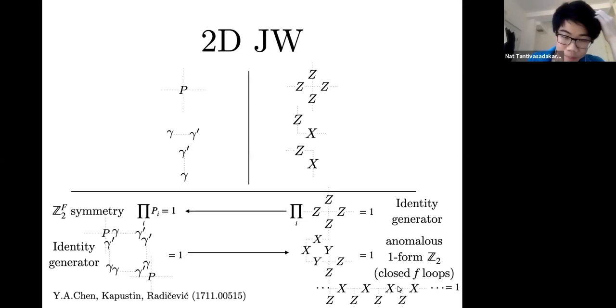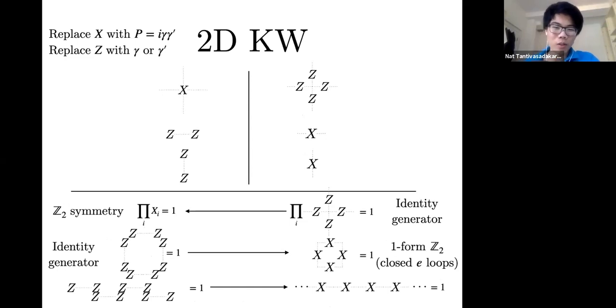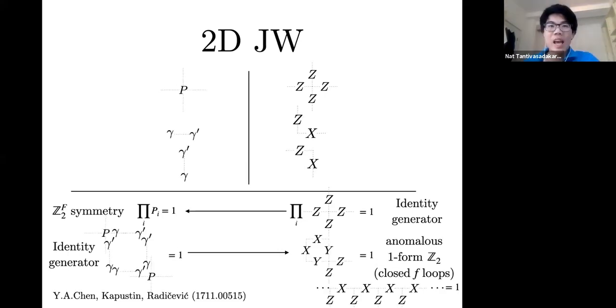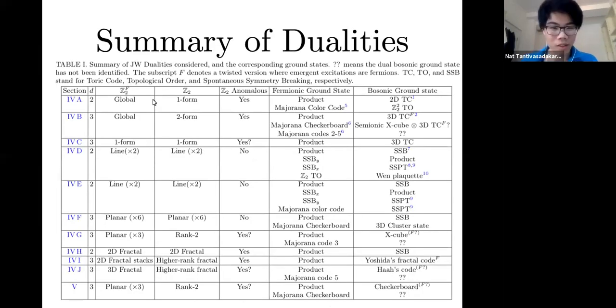So in general, like what I said, I started with a certain Kramers-Wannier duality. I did this, and I replace X with P, fermion parity, replace Z with Majoranas, and I can do a similar duality to get this Jordan-Wigner duality. And there are a bunch of things you can do. I just want to show you how various models can be derived. For example, you can obtain twisted versions of Tron's X-cube and various other fractals.